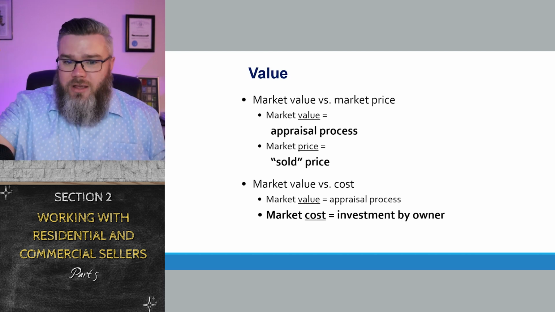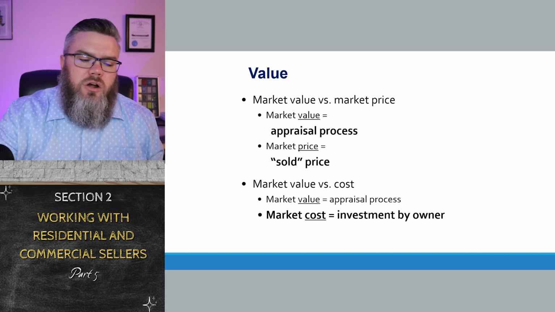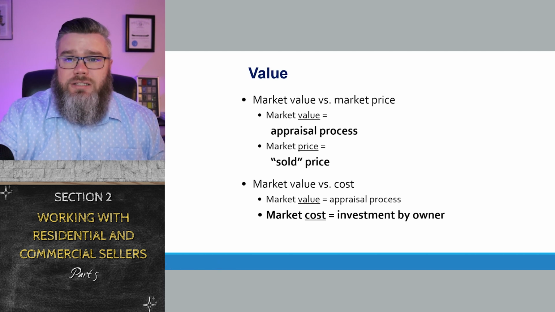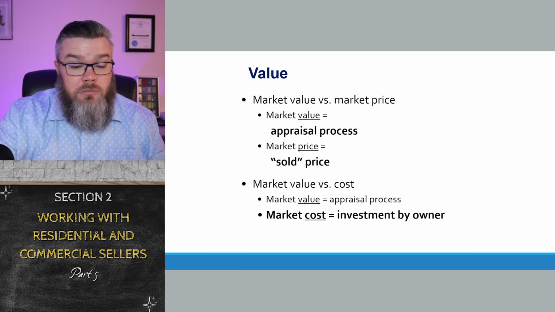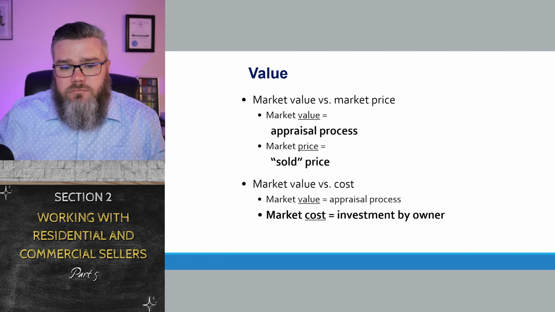And so market value is what the appraiser says the property is worth. Market price is what it actually sold for, and market cost is the investment by the owner. Now, market cost could be the features, as I said. It could be what the house cost you when you first bought it, which at the time would have been the market price. But, of course, you're selling it for a different amount down the road.